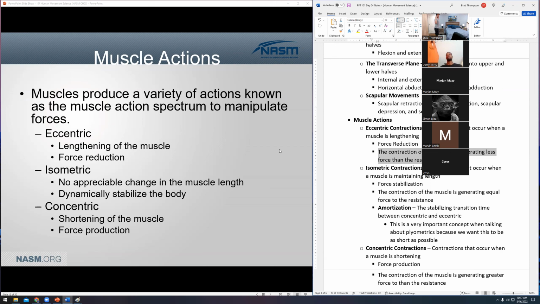Yeah, so that would be, I'd be reducing force as I go down towards the ground, and I'd produce force as I come up, right? So what actions are happening during the force production part of the lift? That's ankle plantar flexion, knee extension, and hip extension. So triple extension. All squat variations are triple extension.